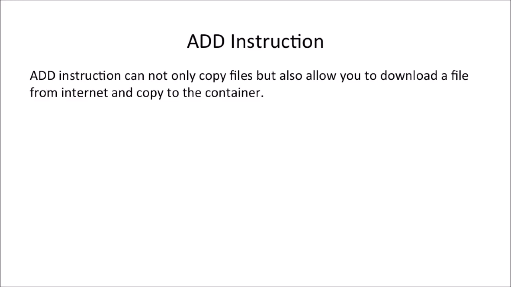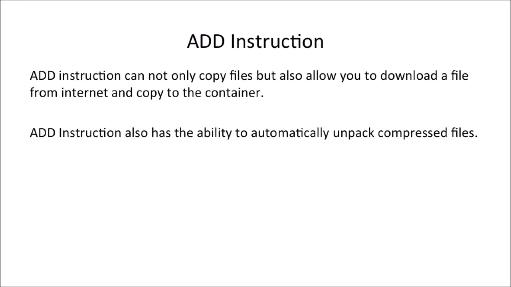Add allows you to download a file from the internet and copy it to the container. Add also has the ability to automatically unpack compressed files. If the src argument is a local file in a recognized compression format, then it's unpacked at a specified destination path in a container's file system.